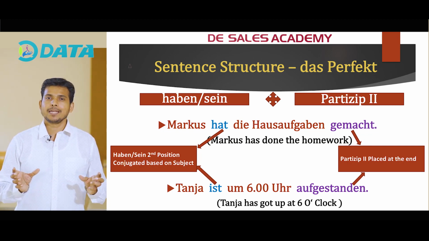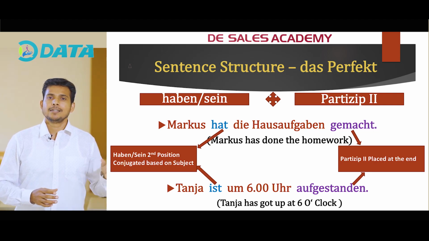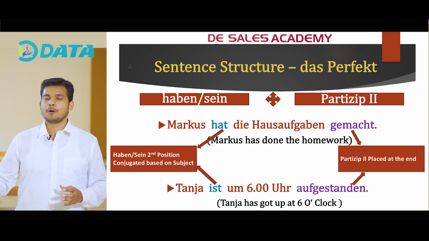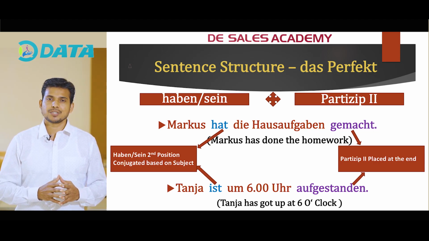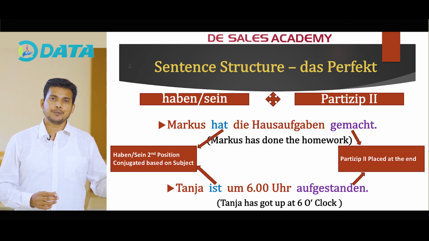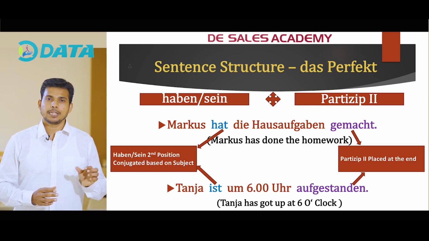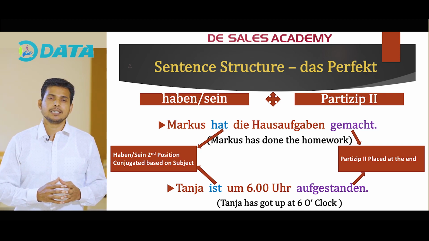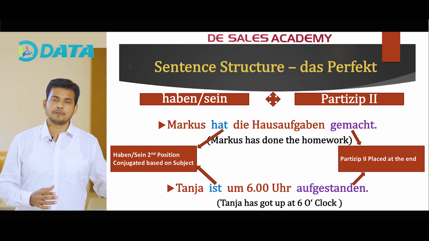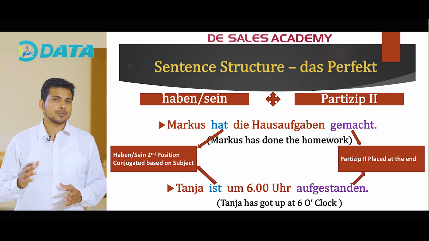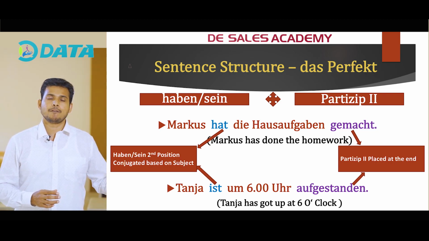The form to make perfect sentences is the sein or haben form plus the third form of the verb, or the Partizip zwei form of the verb. In English, we call it the past participle. We decide whether to use haben or sein depending upon the nature of the verb. With verbs which show movement, we use the sein form, and with verbs which do not show movement, we use the haben form.